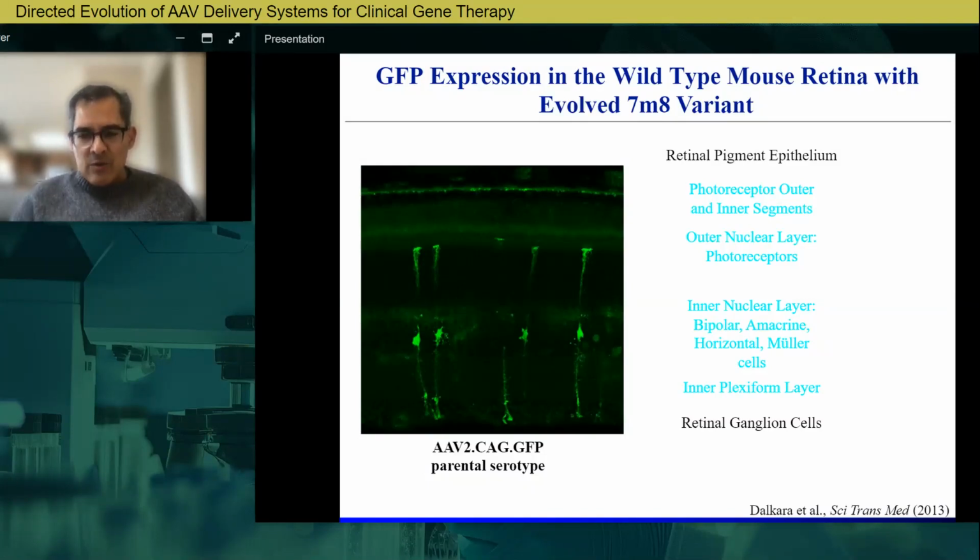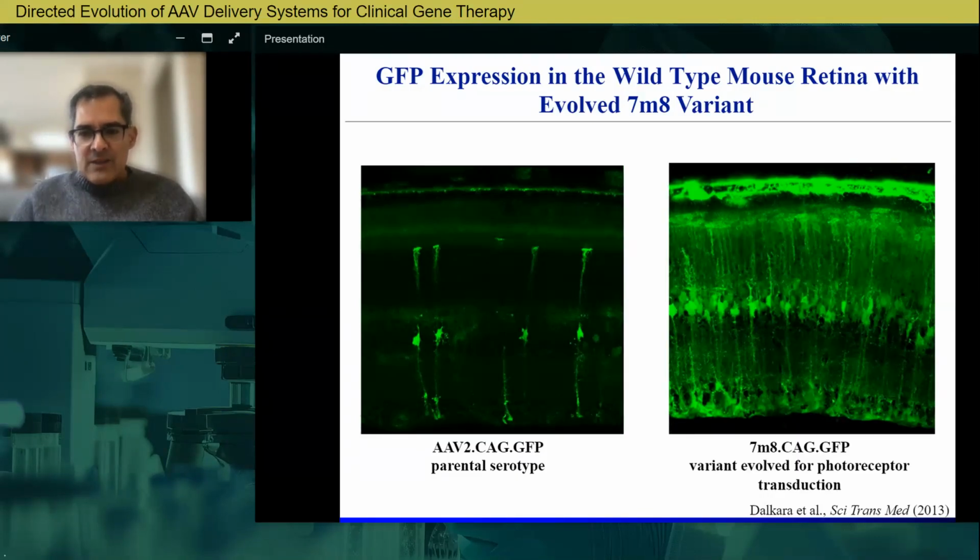And you can see why they had to do a subretinal surgery, because otherwise the virus doesn't penetrate into the retina. The variant we selected, by contrast, is able to reach very deep into the retina and very efficiently deliver DNA to a broad range of cell types, including photoreceptors and retinal pigment epithelium.